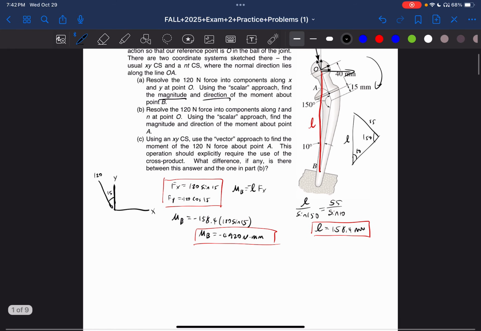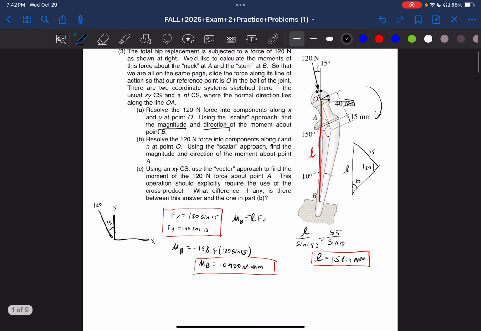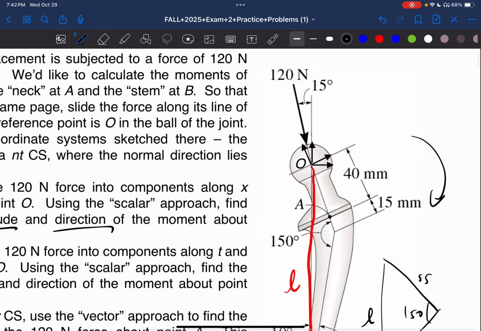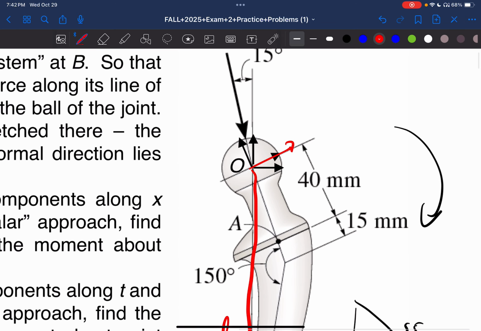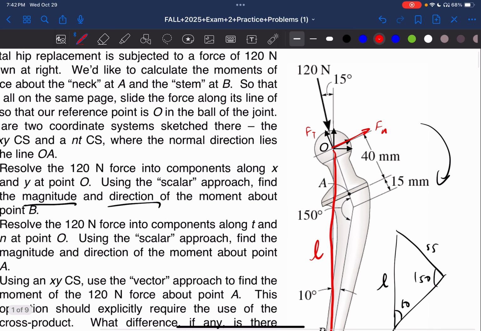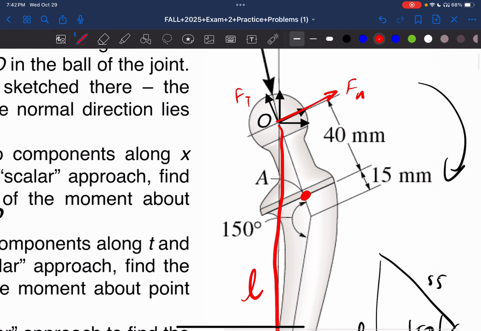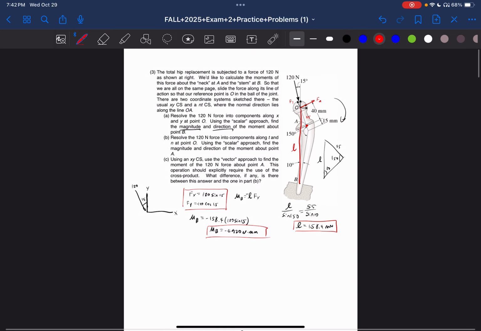Take a look at part B, resolve into tangential and normal at point O. The normal is going to be this right here, because this is tangential. This is aligned with the hip, which is force tangential. And the normal is going to be perpendicular, 9 degrees, which is this right here. This is the force normal. We need the force normal because it also asks us to find the moment about point A, which is right here. And we can just do this moment arm, which is 55, times this.